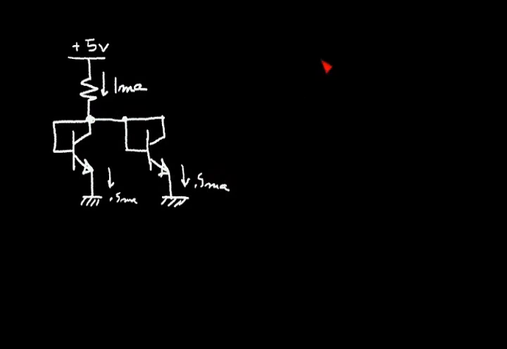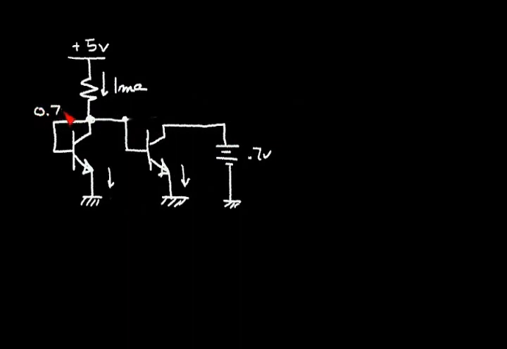Let's say that I make a change to the circuit. I'm going to remove this connection here. And I'm going to connect this collector over to a battery. And I'm going to set my battery voltage at 0.7 volts. And this node here will also be about 0.7 volts since this transistor behaves like a diode.